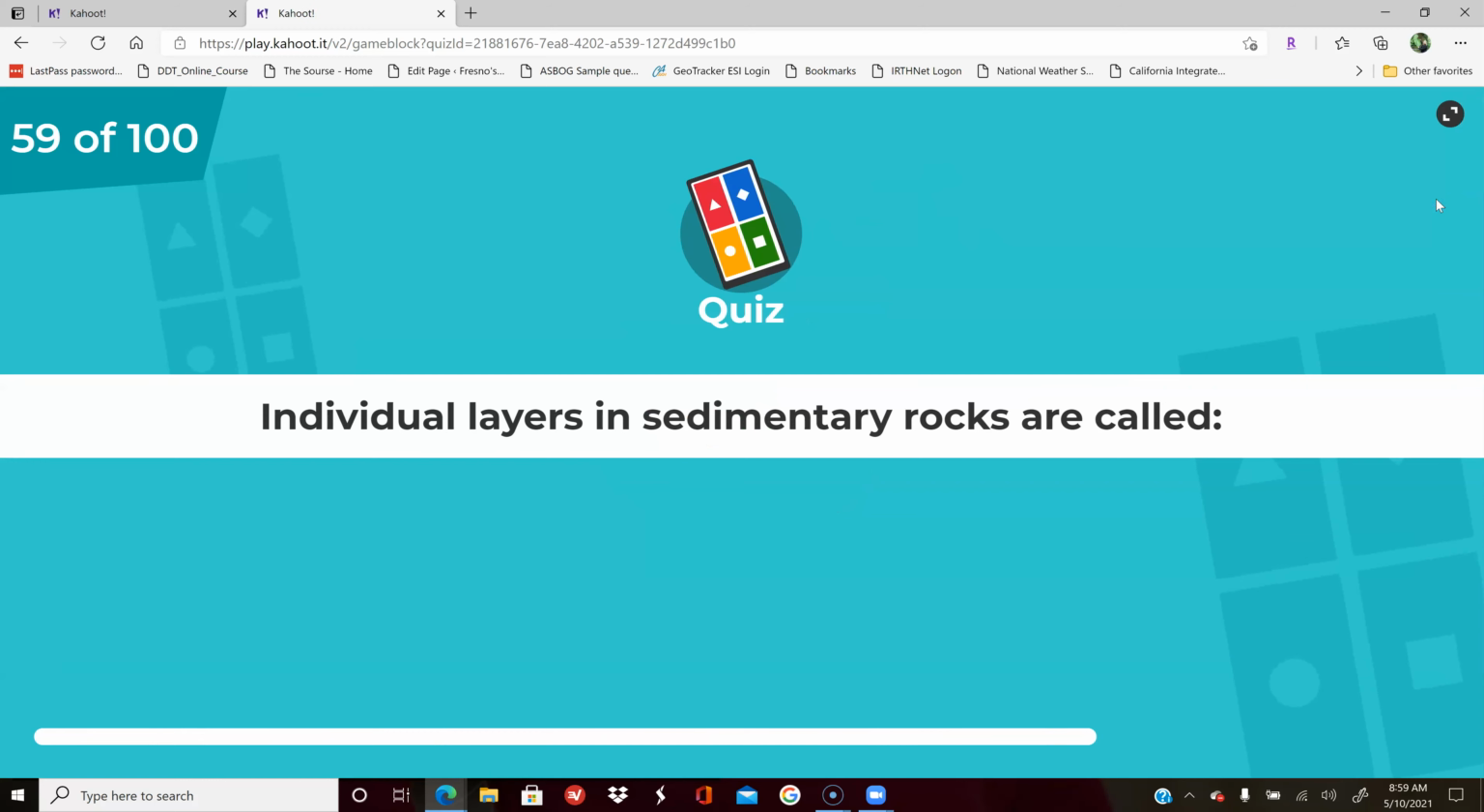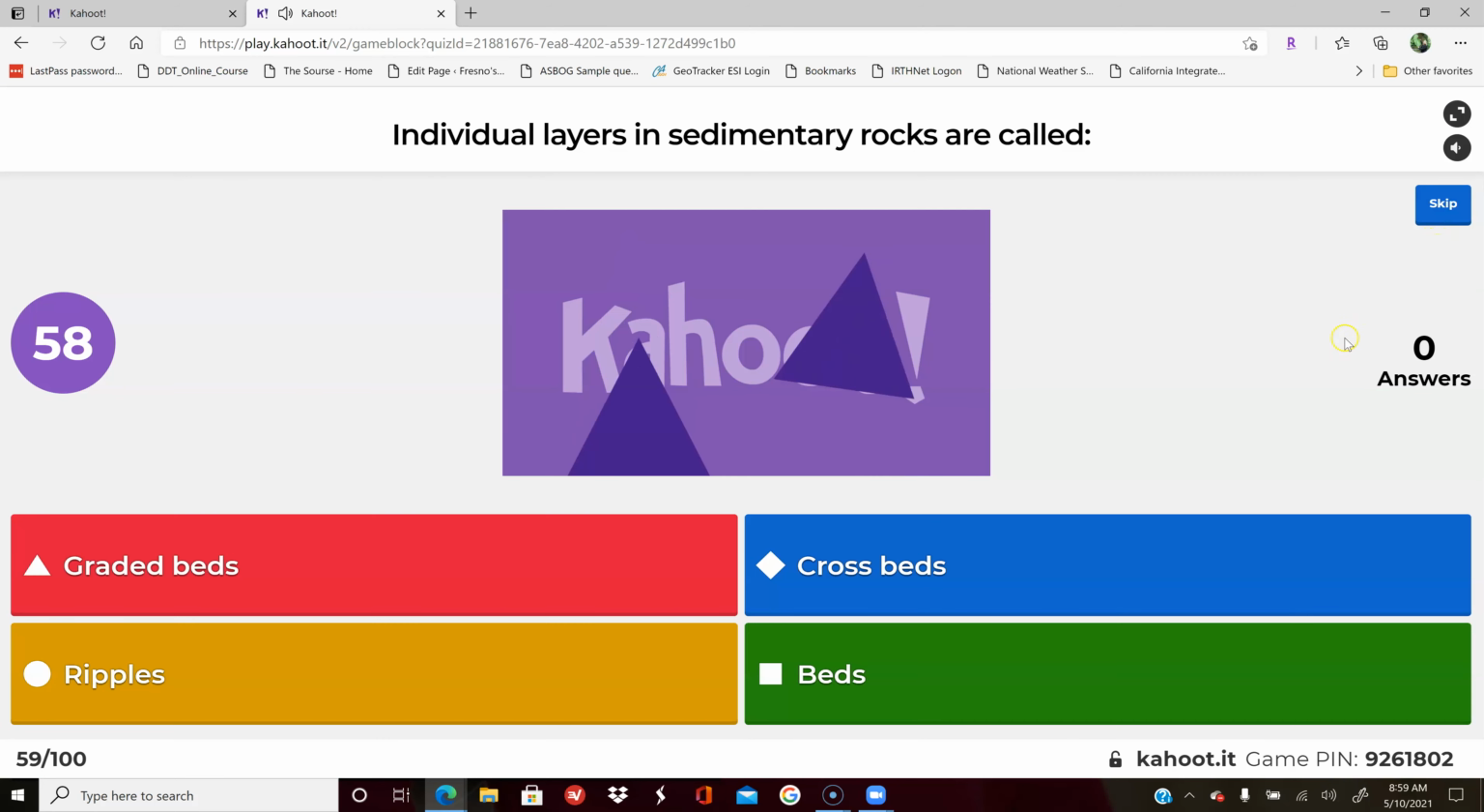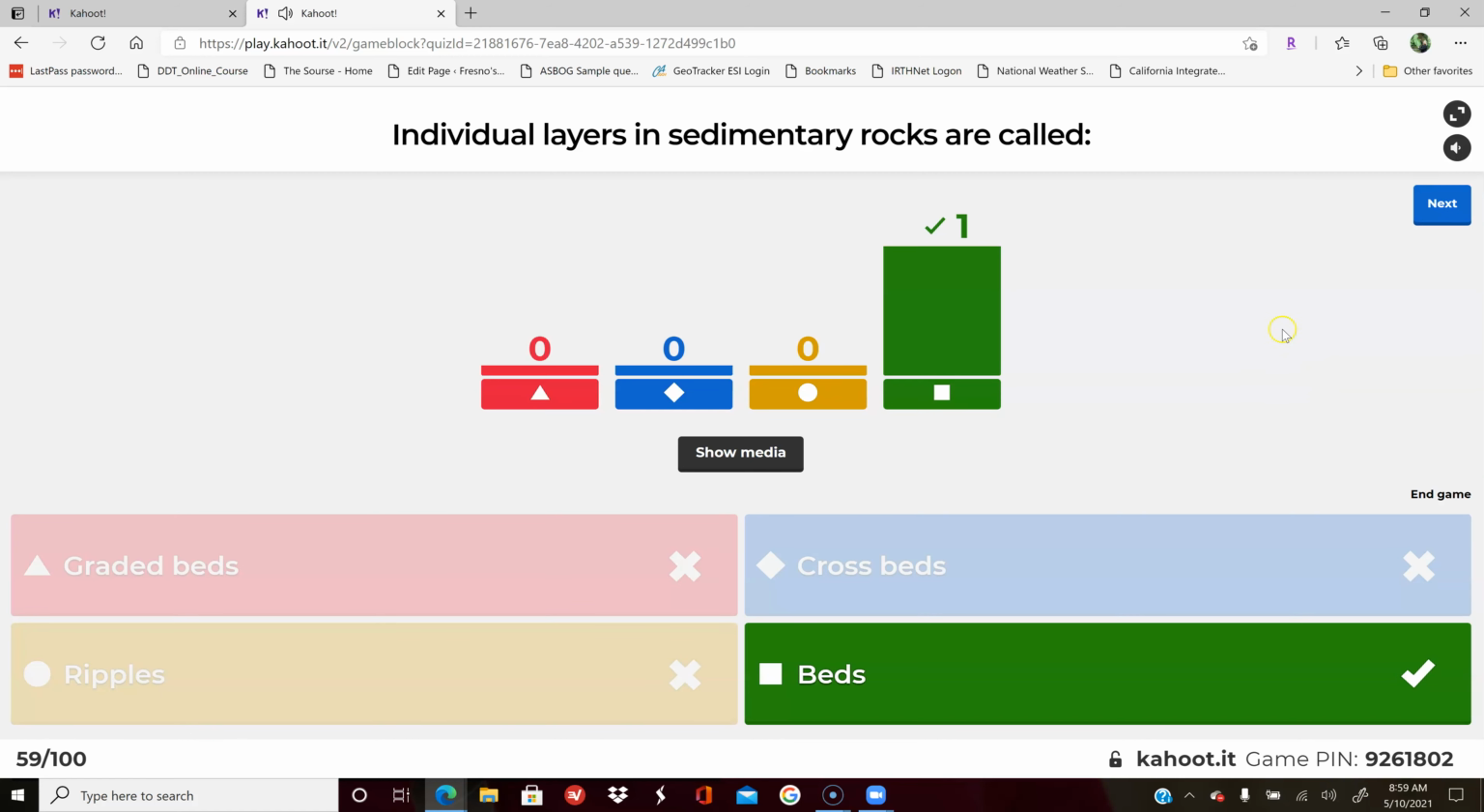Individual layers of sedimentary rocks are called graded beds, cross beds, ripples, or beds. So here we're just talking about sedimentary beds, layers of rock.